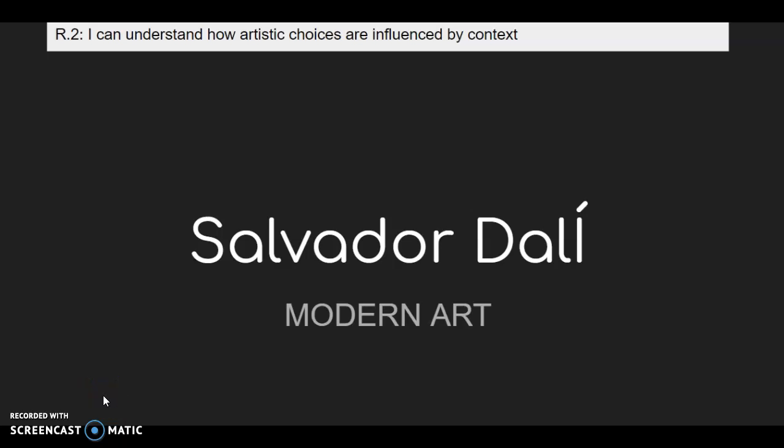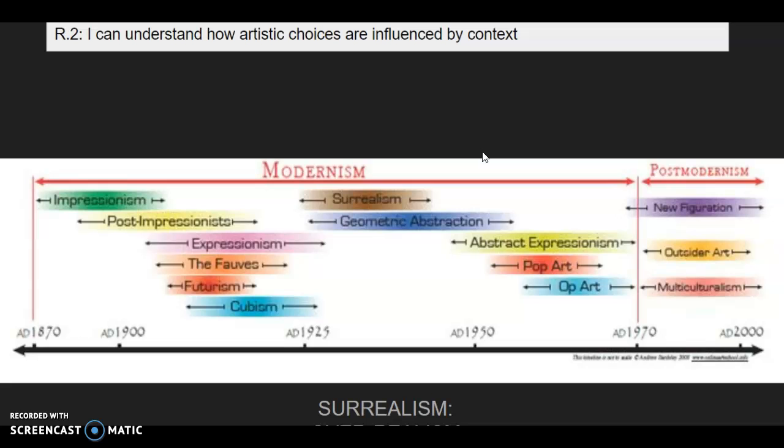We're going to start our discussion with surrealism with discussing Salvador Dali. Now let's notice that our learning target today is I can understand how our artistic choices are influenced by context. So because we're looking at how artistic choices are influenced by context, we're going to be talking about Salvador Dali's life. Now, he was a weird guy.